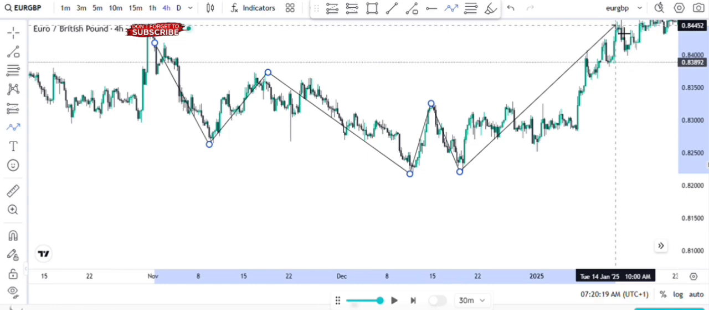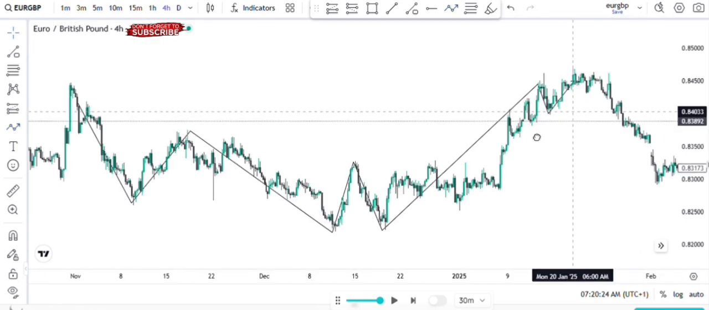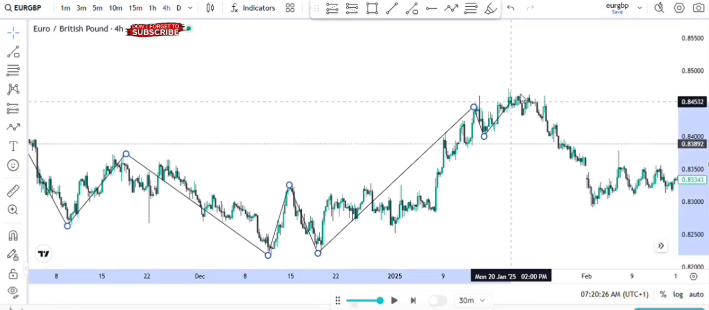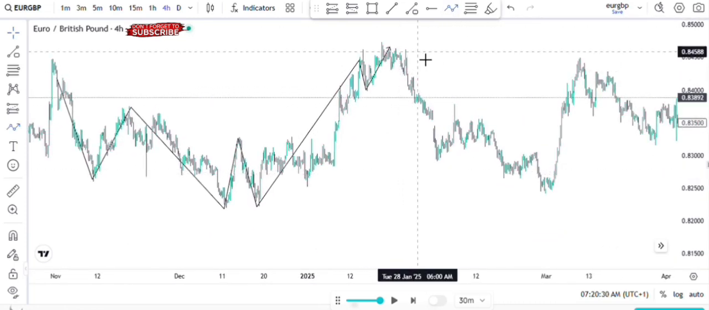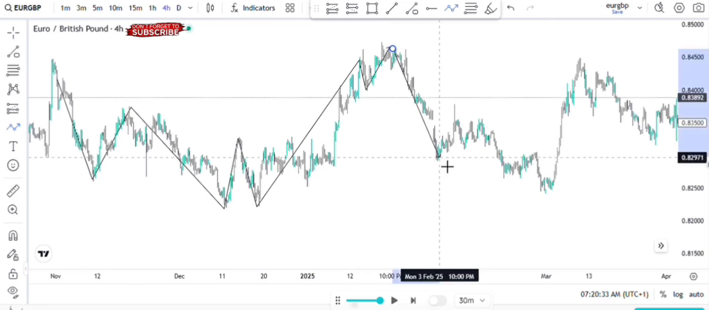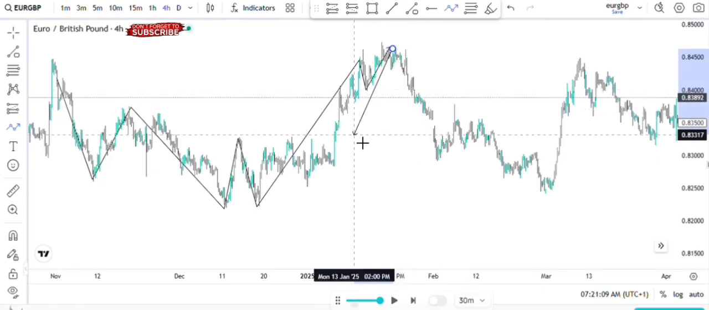So now this is your high, this is your higher low, and then it continues. Now this is your high, then this is your lower low. It changes character. This is the change of character that we are talking about.